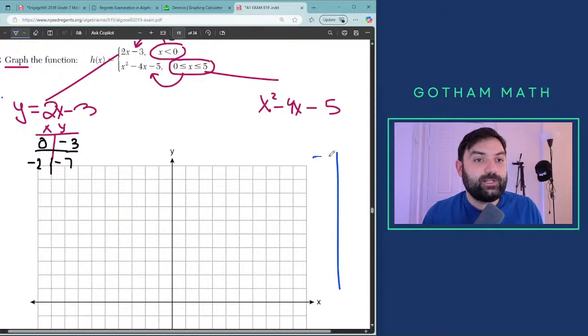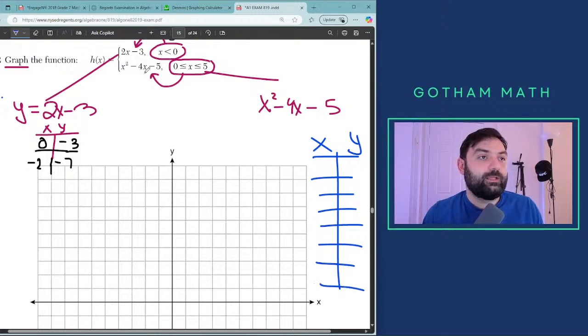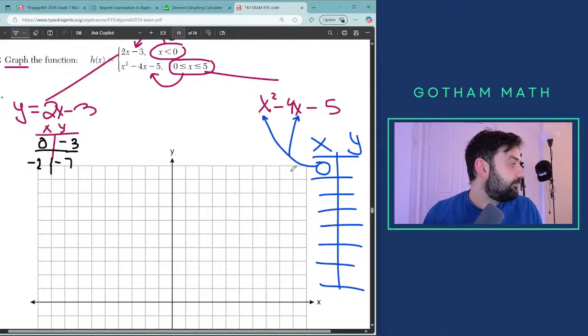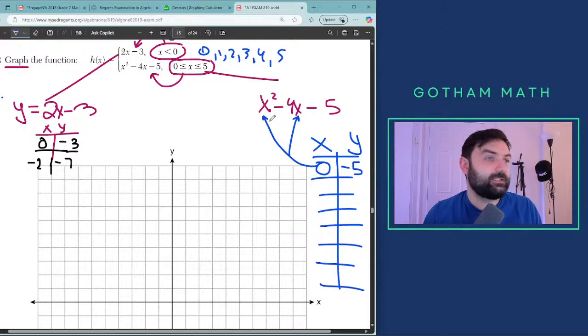Same idea. You're going to have to do a t-table and plug in the boundaries here. So it's going to be 0, right? And what do you do with that 0? Plug it in here, plug it in here. Okay? 0 minus 5 is negative 5. And then, in order to make the best graph, I think you should just plug in all the numbers. It's not that many. It's like 0, 1, 2, 3, 4, 5. That's it. You cannot go more.